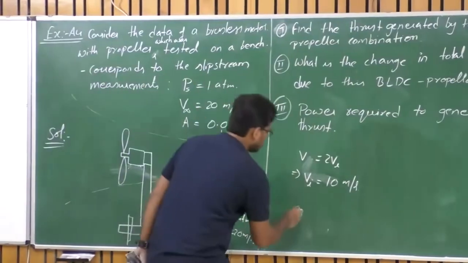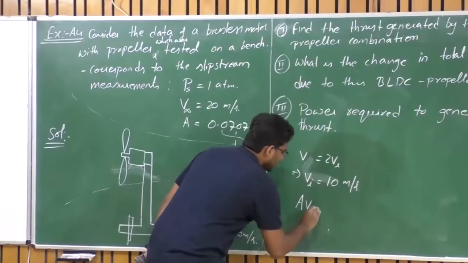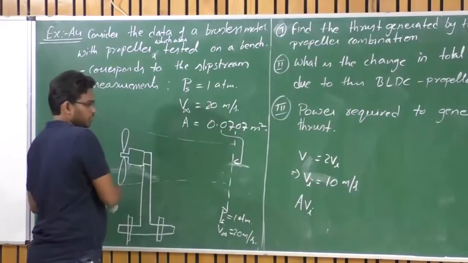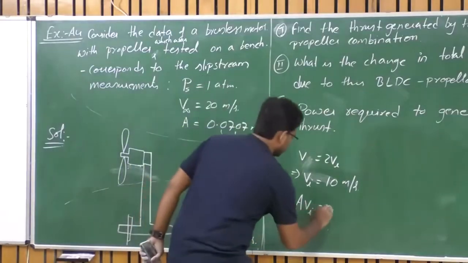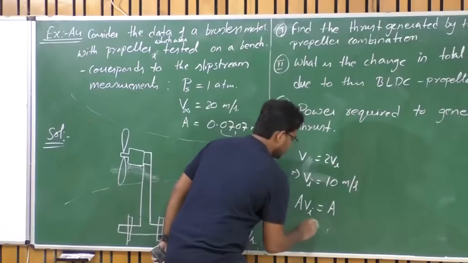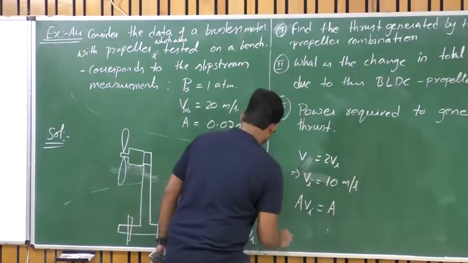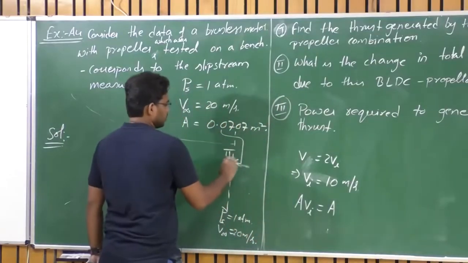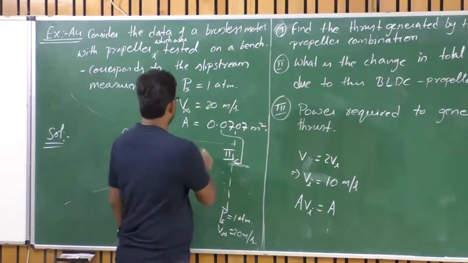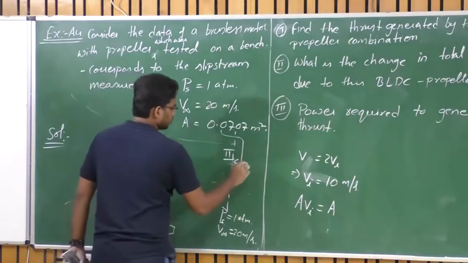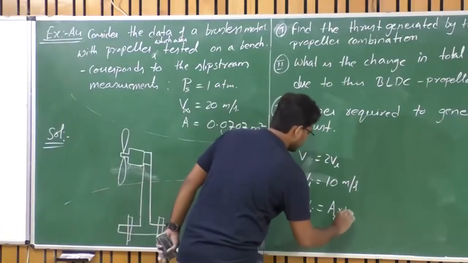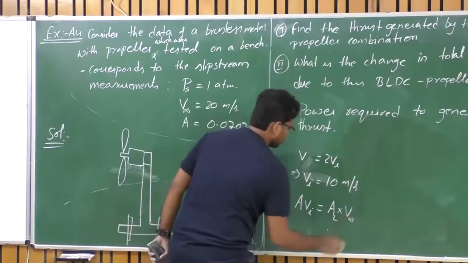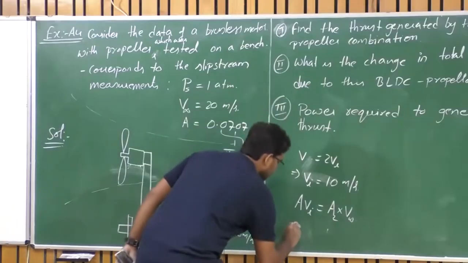Similarly, once we have this, I know that Ai times Vi at this particular disk is equal to A times V at this particular location. So the area of the disk and the area at this section, let us say section 2 in our case, so A2, let us say this is A2 here, right? So A2 times this particular V2 here, or V infinity, whatever. So Vi, so what is A here?